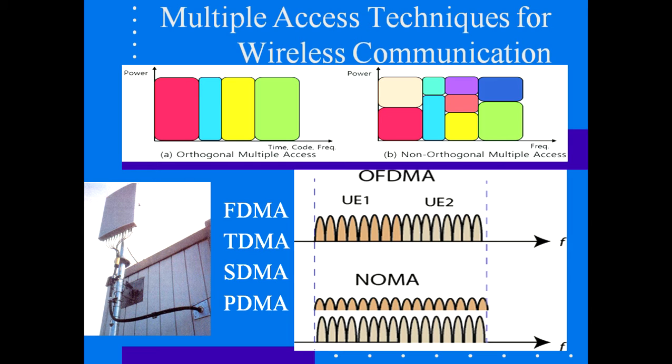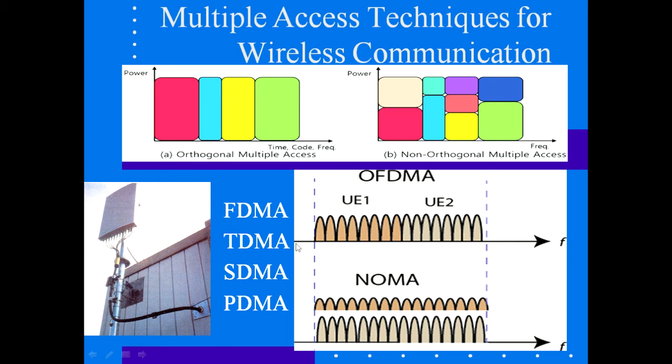So here four different wireless multiple access techniques are mentioned: frequency division multiple access, time division multiple access, spatial division multiple access, and pattern division multiple access. These are the figures which explain the difference between the different types of multiple access techniques.